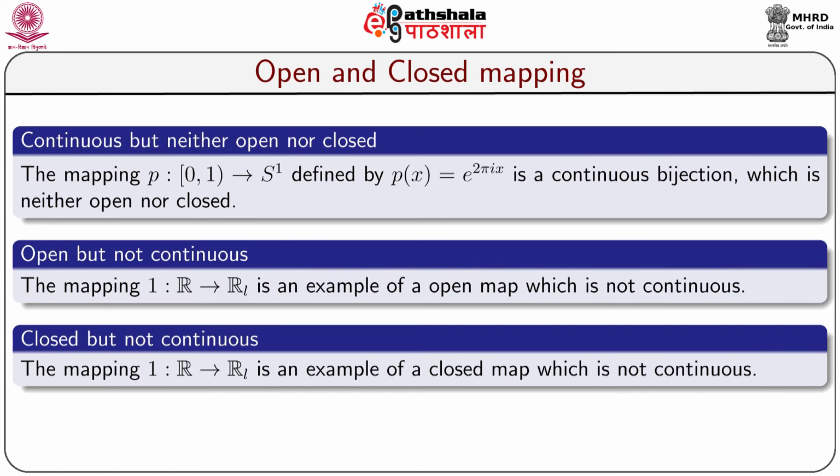Next example is open but not continuous. If we consider the identity mapping from R to RL, this is an example of an open map which is not continuous. In fact, the reason behind that is the topology of R is contained in the topology of RL. The same example works to show that the identity mapping from R to RL is an example of a closed map which is not continuous, because closed sets of R are also closed sets in RL.